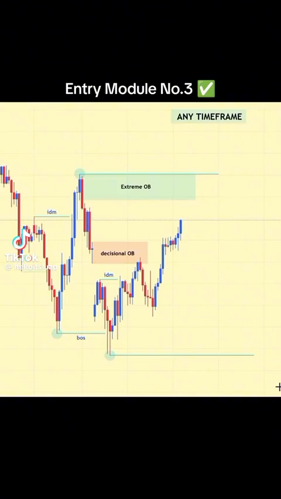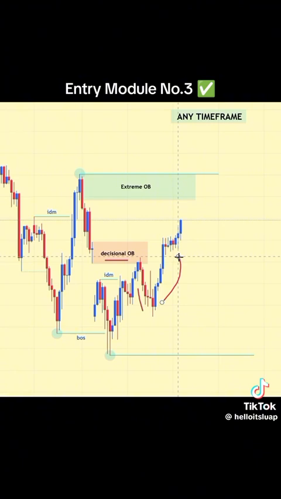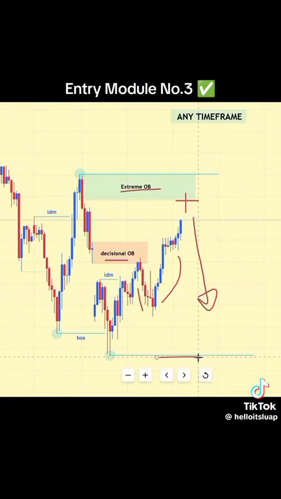Exactly right here, we can clearly see that the decisional order block has failed as price gave some reaction and then eventually disrespected it. So probably price is now heading towards the extreme order block and you are now waiting for a reversal confirmation once price mitigates the extreme order block, then waiting for a reversal confirmation and take your sell position and obviously target the external liquidity.